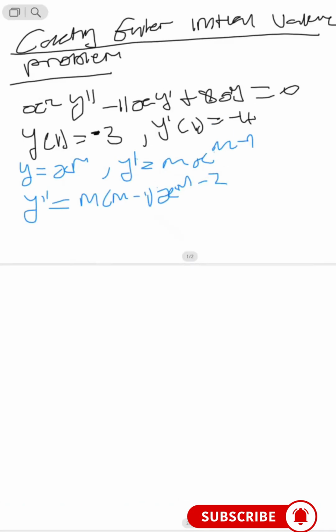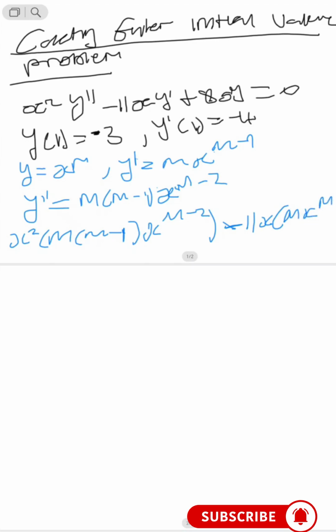Which means we're going to have x squared, where our second derivative of y is equal to m(m-1) x^(m-2), all over bracket minus 11 x, where the first derivative of y is m x^(m-1), plus 85. So you know that our y is equal to x^m, which is equal to 0.